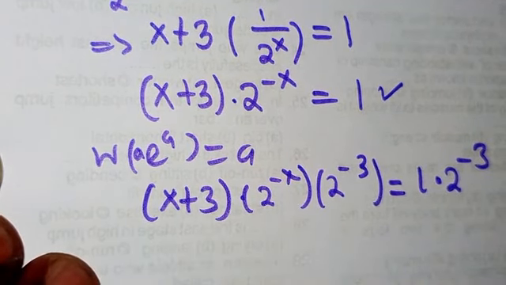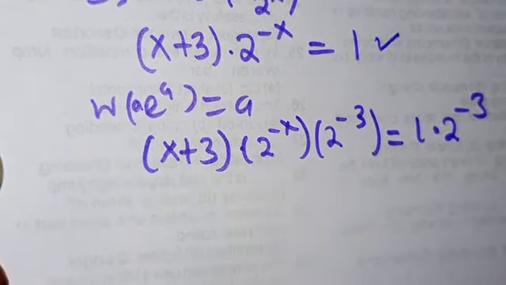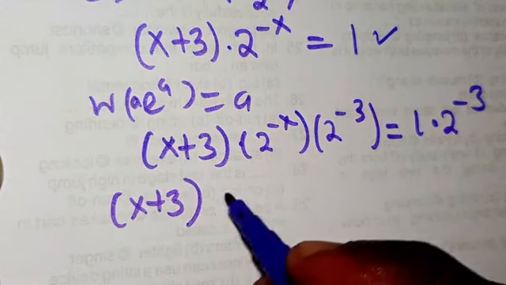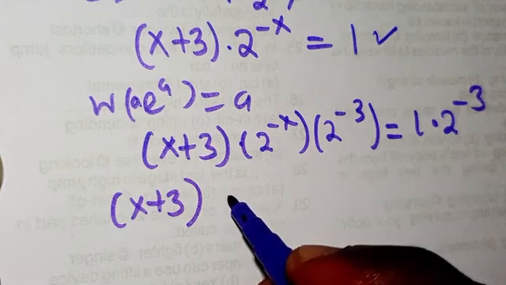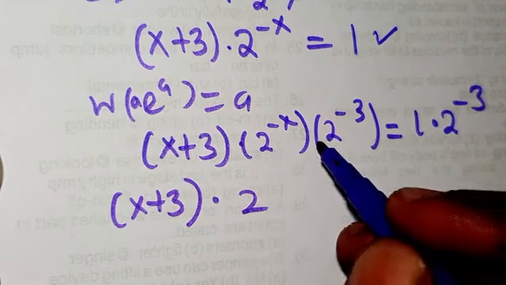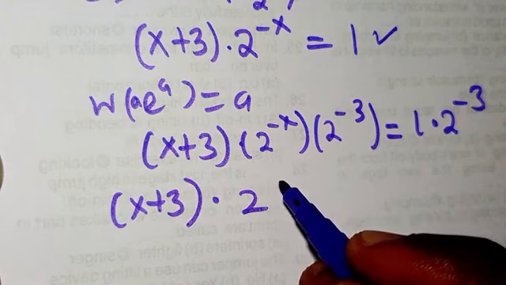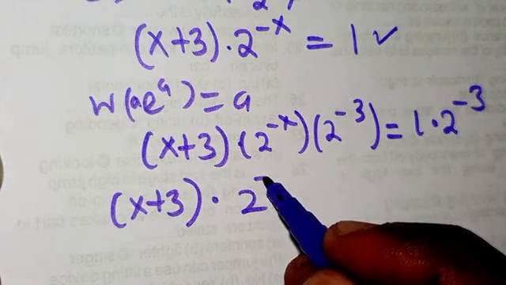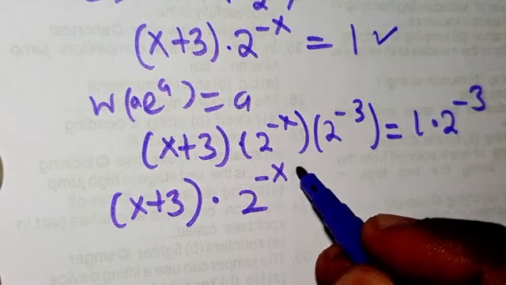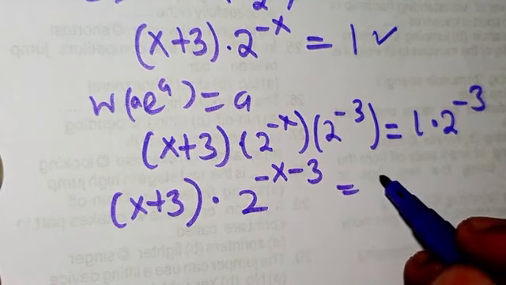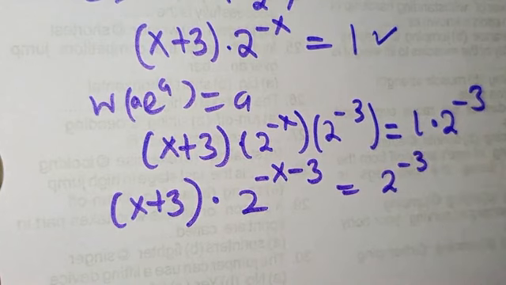Now from the law of indices, we have x plus 3 multiplied by 2 to the power minus x minus 3, then equals 2 to the power minus 3.